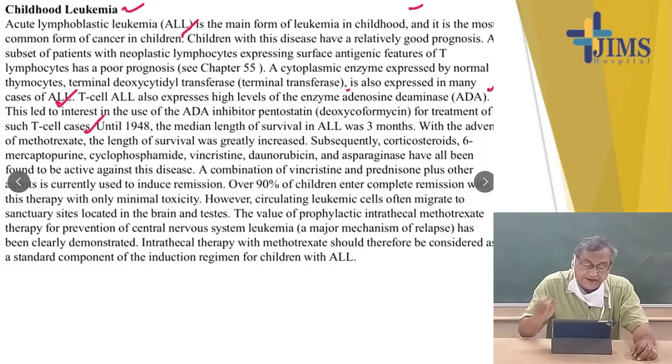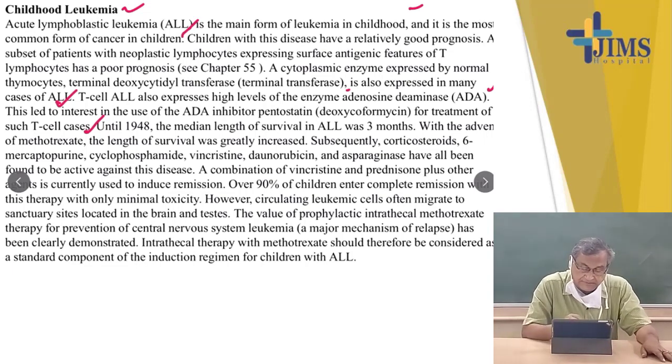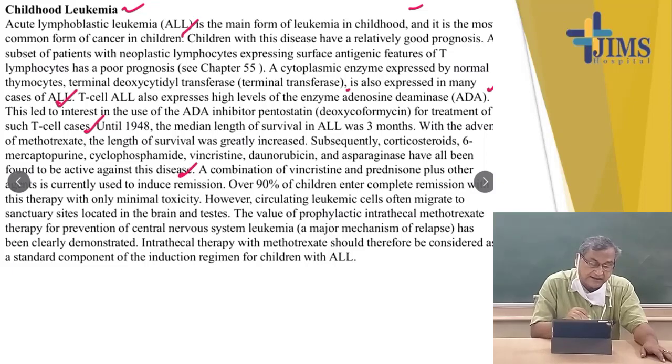Until 1948, the median length of survival in acute leukemia was only 3 months. With the advent of methotrexate, the length of survival was greatly increased. Subsequently, corticosteroids, 6-mercaptopurine, cyclophosphamide, vincristine, daunorubicin, and asparaginase have all been found to be active against this disease. A combination of vincristine and prednisolone plus other drugs is currently used to induce remission. Over 90% of the children enter complete remission with this therapy with only minimal toxicity.